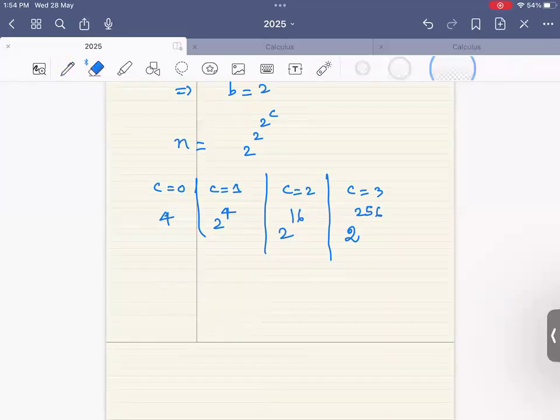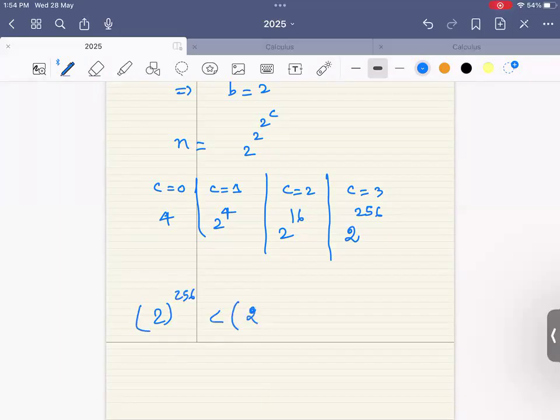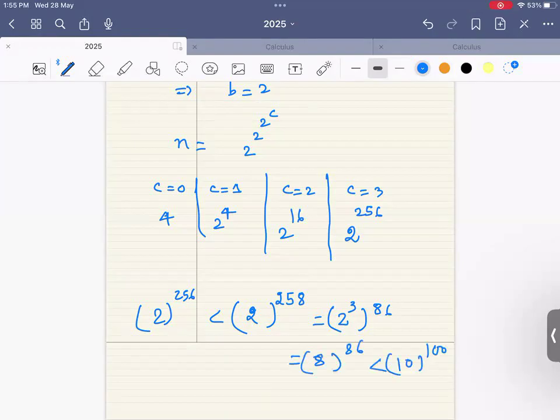In fact, you can think of it this way: 2 to the power 256 is less than 2 to the power 258. Definitely that's true. And that's equal to, in fact, 2 to the power 3 to the power 86, which is equal to 8 to the power 86. And 8 to the power 86 is definitely less than 10 to the power 100. So this works. Right. Then we will try c equal to 4.